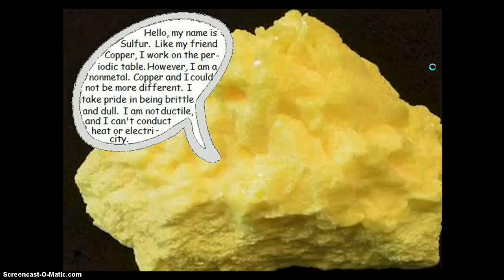Again, you do not have to draw this. This is an example. Hello, my name is sulfur. Like my friend copper, I work on the periodic table. However, I am a non-metal. Copper and I could not be more different. I take pride in being brittle and dull. I am not ductile and I cannot conduct heat or electricity.